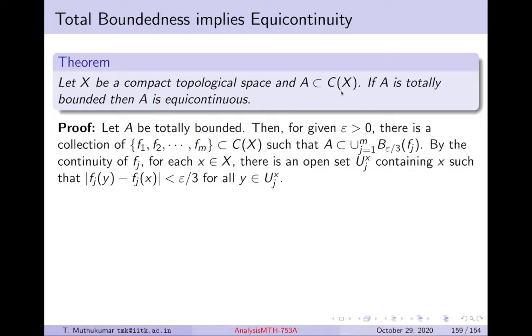Now each fj, which is an element of C(X), is continuous. So for each fj, and for each x, there is an open set Ujx containing x such that the absolute value of fj(y) minus fj(x) is less than epsilon by 3 for all y in the set. This is by the definition of continuity of fj, and it is valid for each fj in this finite set. Now this is a finite collection of open sets, so you take the intersection of these open sets, and you get an open set U which contains this x.